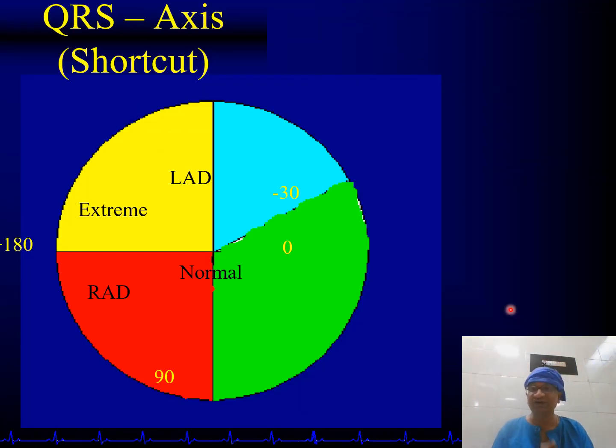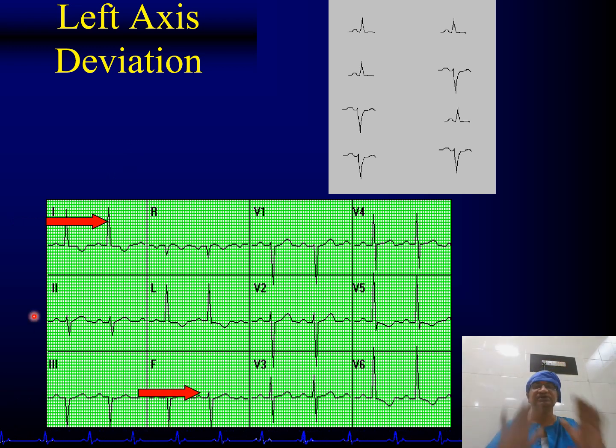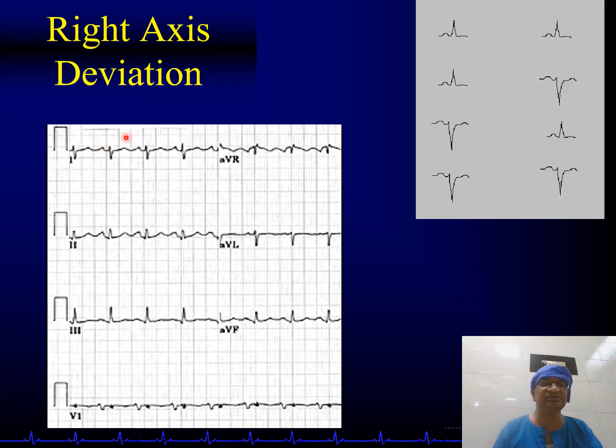So you were told left axis, left axis. What is this axis? Minus 30 to plus 90 for the QRS. Very simple. If you have lead 1 positive and aVF negative, it is left axis. If you have lead 1 negative and aVF positive, then it is called right axis. Now you see this is the right axis deviation.